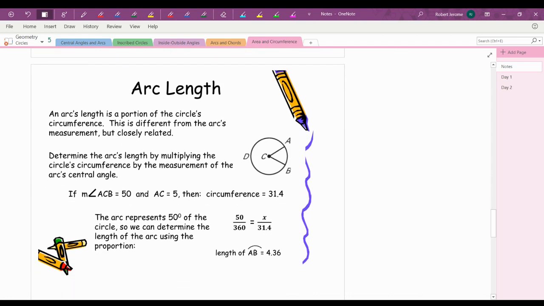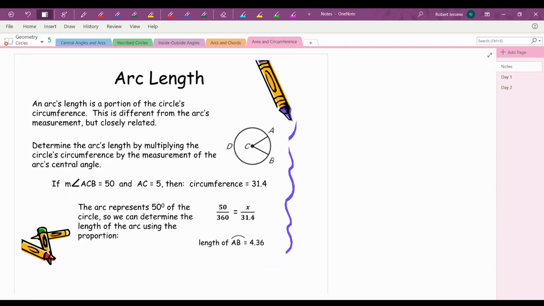So the first thing we're going to talk about is arc length. So we know that an arc is part of a circle. And so far, we've been measuring the arc in degrees. The measurement of the arc equals the measurement of the central angle. And that's not going to change. Now what we're trying to talk about is the length. How far is it in inches or yards or miles?